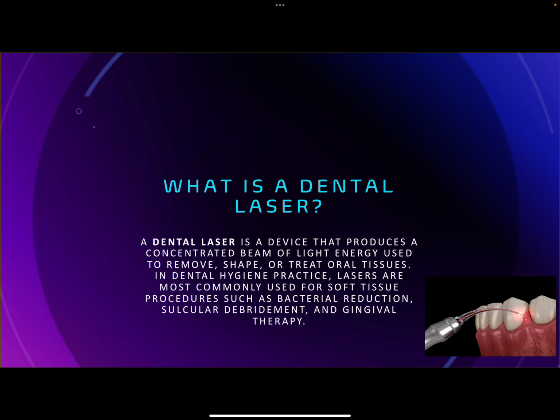So let's start with, what is a dental laser? A dental laser is a device that produces a concentrated beam of light energy used to remove, shape, or treat oral tissues. In dental hygiene practice, lasers are most commonly used for soft tissue procedures such as bacterial reduction, sulcular debridement, and gingival therapy.